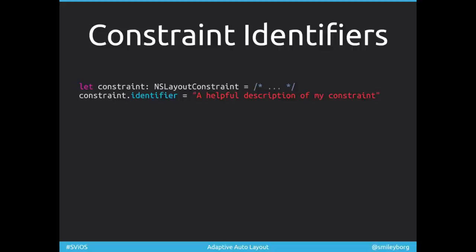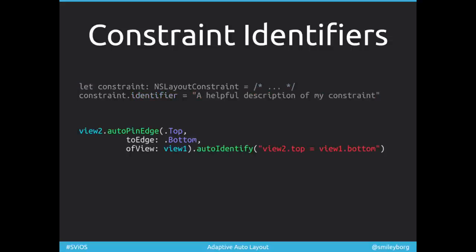And the way this works is if you get a constraint exception, where two required constraints are in conflict or something like that, these identifiers get printed out at runtime in the debugger console. Right? So you'll be able to see exactly what constraints are what, as long as you've labeled them in a sensible manner. You can also use an API like this, so this is using PureLayout to create a constraint and then right away call autoIdentify on it.